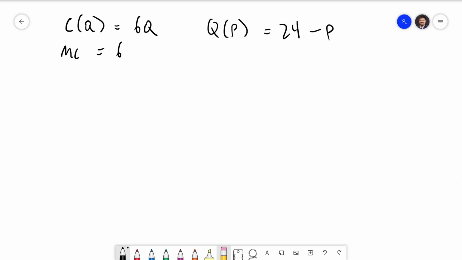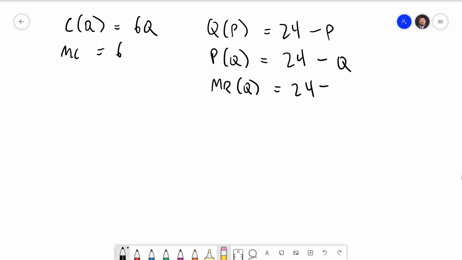As always, we're going to start by flipping this around to solve for P instead of Q, to get our inverse demand function P of Q equals 24 minus Q. Because the slope of this demand function was -1, the slope of the inverse demand function will also be -1, but do be careful here. If you have a coefficient that is not 1, you're going to have to do a little bit more algebra here. Next, I'm going to find the marginal revenue function by simply doubling the slope of the inverse demand.